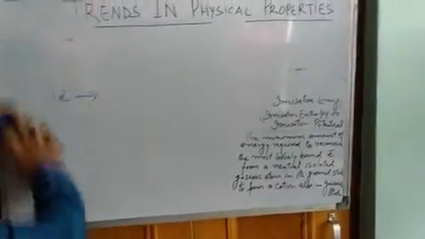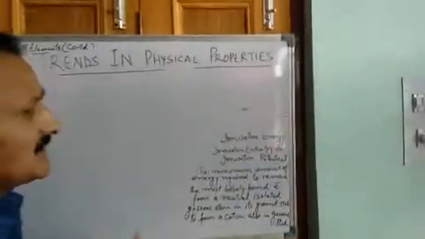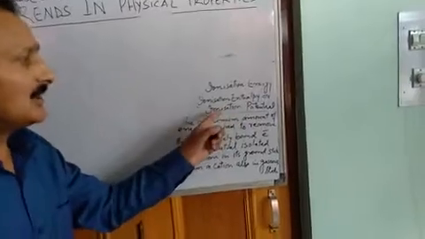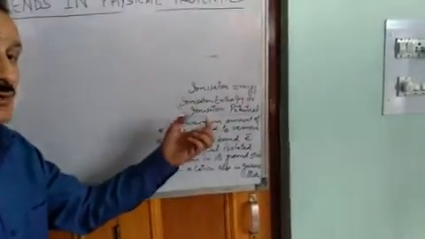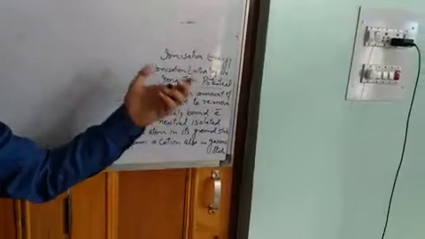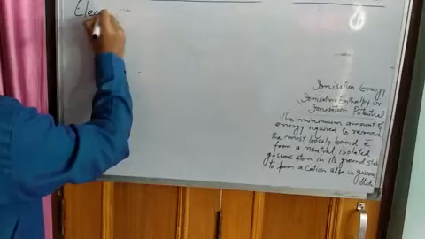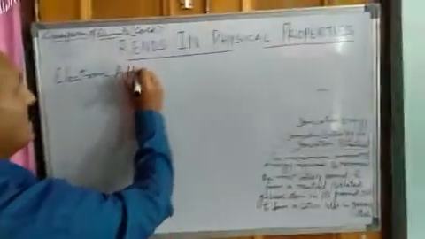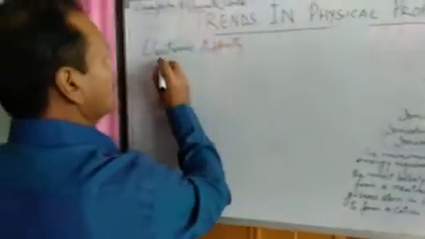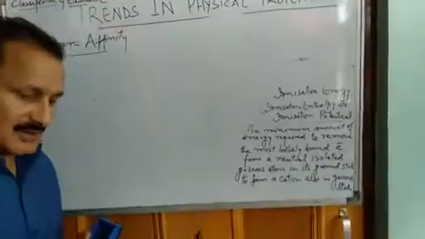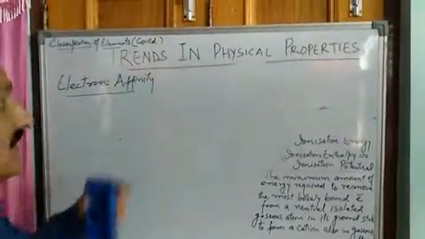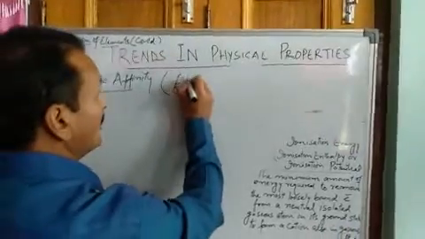Then this ionization energy is also known as ionization enthalpy. Enthalpy means energy, and it is also named as ionization potential. Then I have another physical property, that is electron affinity. This is quite opposite of ionization energy. In ionization energy, we were supplying energy to remove the valence electron. But here, electron affinity is also known as electron gain enthalpy.